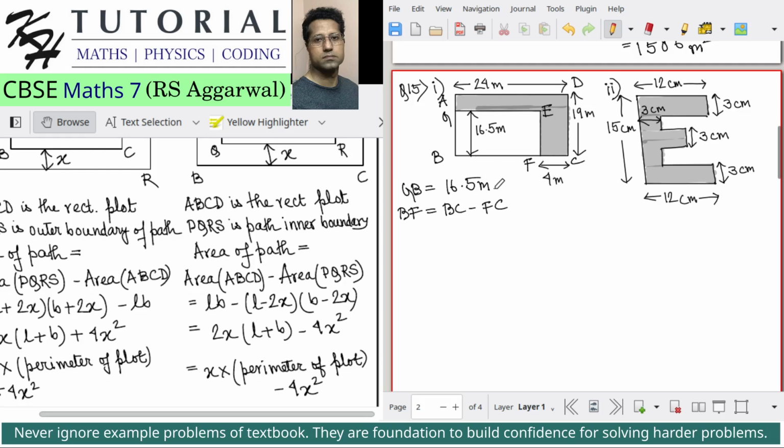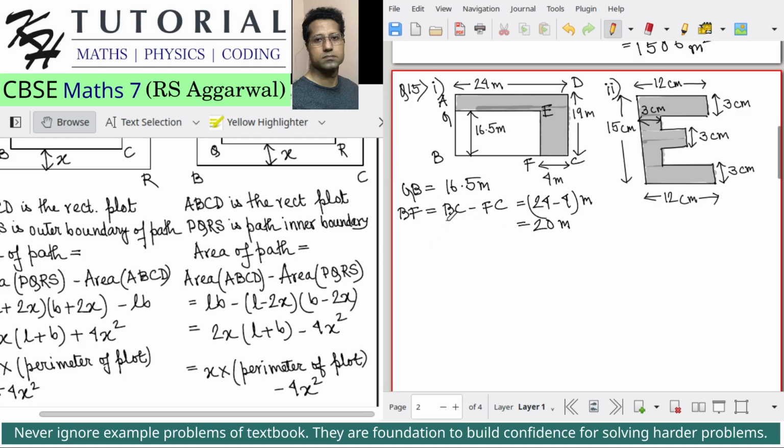So for figure 1, I think it will be an easy way to find the shaded region by subtracting the area of the white region from the whole rectangle. Okay, so what is BF? BF is BC minus FC, which is 24 minus 4 meter, which is equal to 20 meter.